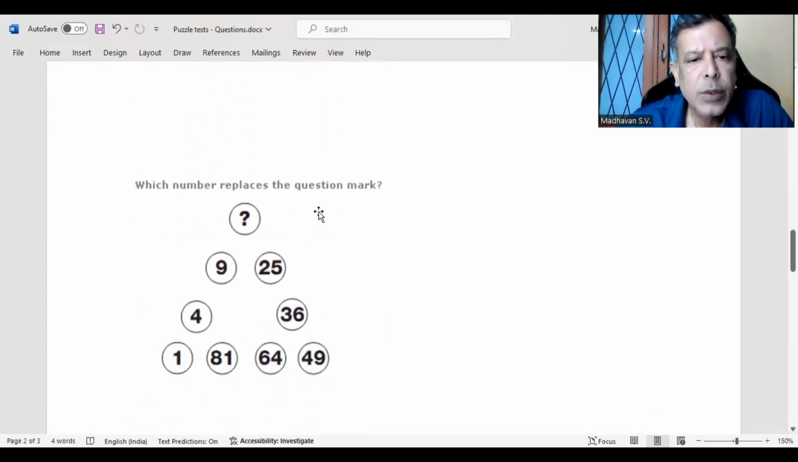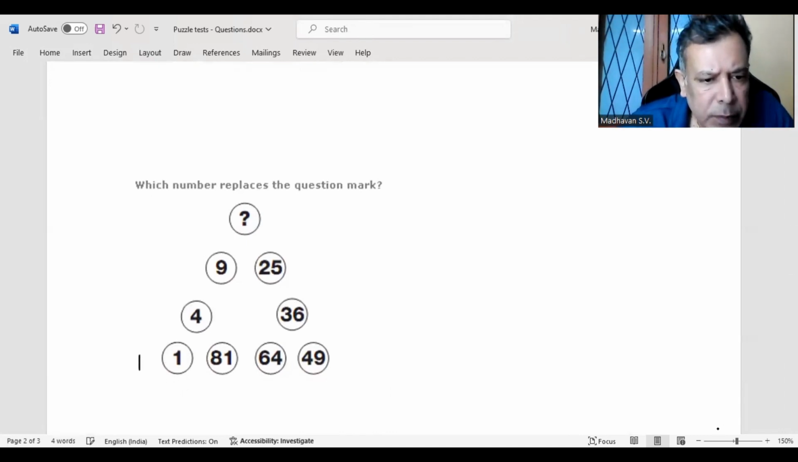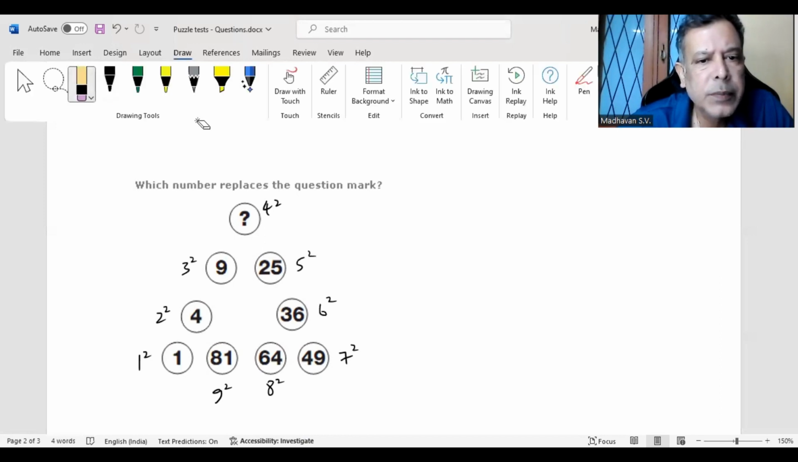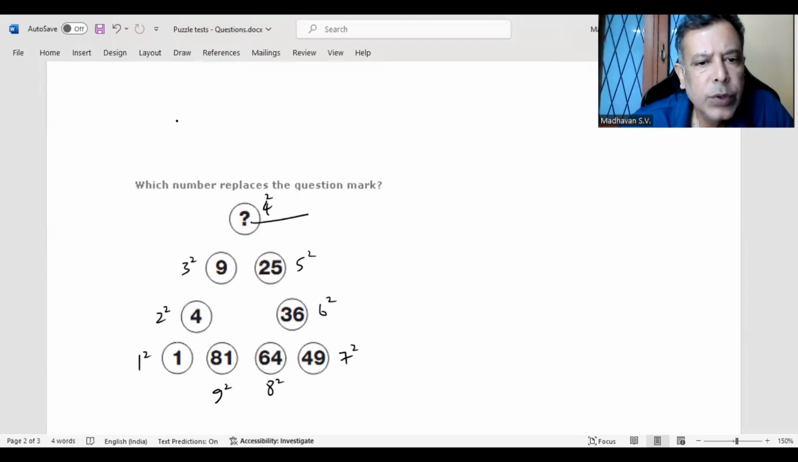Which number replaces the question mark? Here we may notice this is 1 square. This is 2 square. This is 3 square. This is 5 square. This is 6 square. This is 7 square. This is 8 square. This is 9 square. That means this should be 4 square. So the question mark should be 16. That is the result for this. Let us move on to the next one.